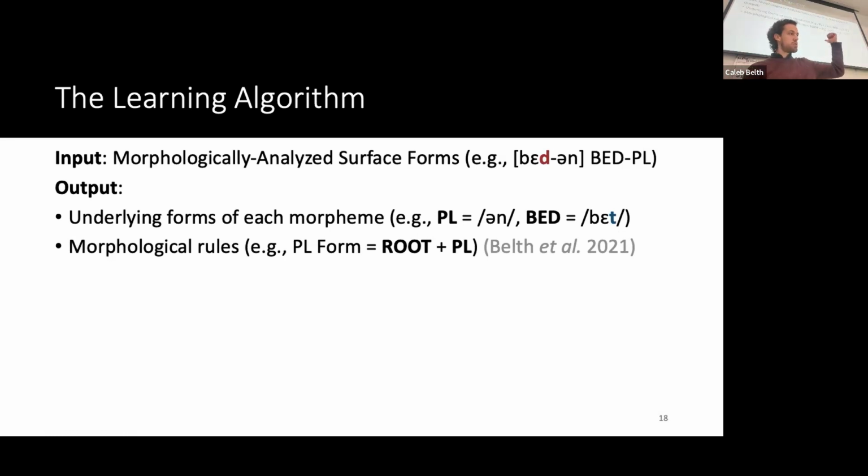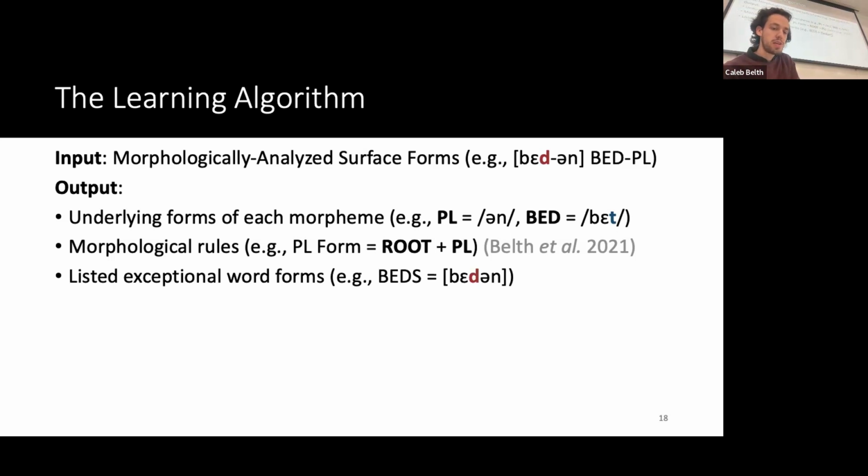I'm going to use to learn these morphological rules a model I worked on with some colleagues at UPenn and Stony Brook. And we'll talk a little bit about it, but that's not going to be the focus. And then we have the output's also going to include listed exceptional word forms. So, for example, if the underlying form for bed is bet, then the plural beden would be an exception to that generalization, root plural is equal to root plus plural suffix. And so that's going to be listed as an exception, essentially memorized.